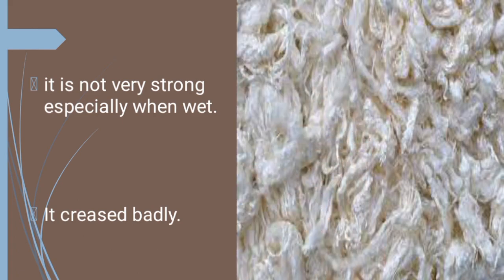It is not very strong, especially when wet. I'm talking about the characteristics, or you can say the properties, of viscose rayon fiber. It creases badly. What do you mean by crease? Last slide I explained it. Creasing has to do with lines you see in your fabrics, that you now need to iron. You see there are wrinkles, there are lines, it's squeezed. The right word to use is crease. So it creases badly.